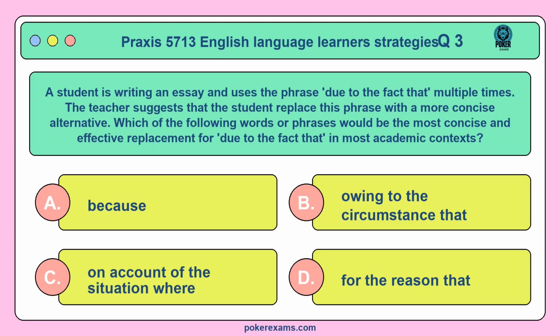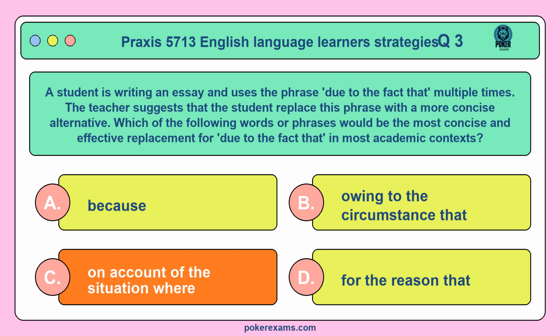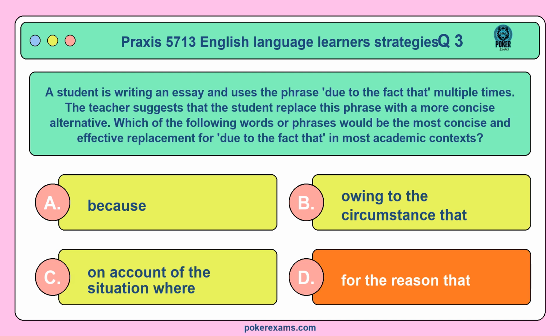Question 3. A student is writing an essay and uses the phrase due to the fact that multiple times. The teacher suggests that the student replace this phrase with a more concise alternative. Which of the following words or phrases would be the most concise and effective replacement for due to the fact that in most academic contexts? Option A, because. B, owing to the circumstance that. C, on account of the situation where. Or D, for the reason that.